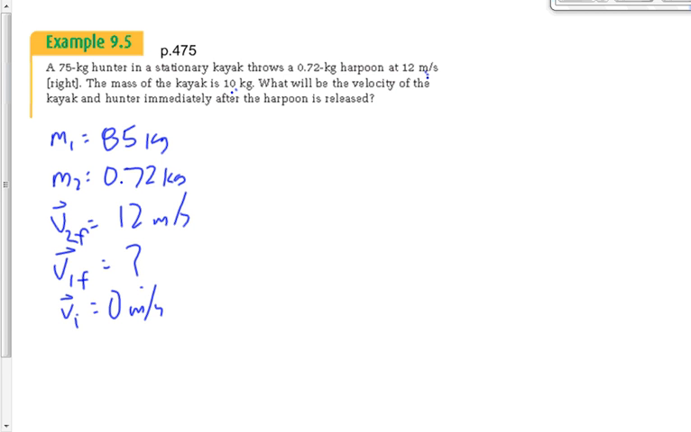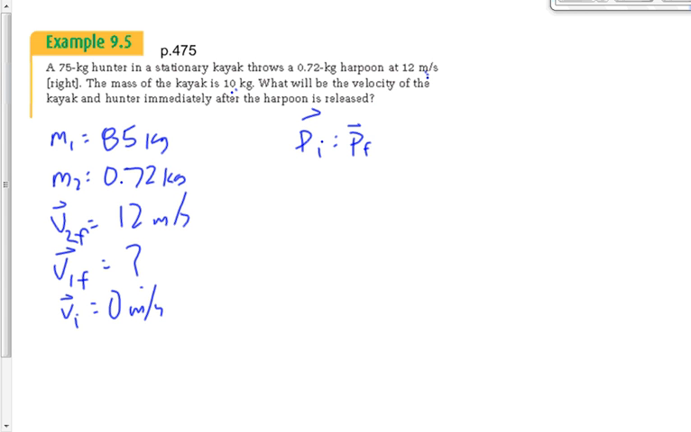All right. Now, there is an impulse in this question. In fact, there are 2 of them. There's an impulse given to the harpoon that's a positive value. There's an impulse given to the hunter and the kayak that's a negative value. If we add those together, they give me 0. The total initial momentum is going to be 0 here. So if one gains momentum, the other's going to lose momentum. One's got a positive impulse, one's got a negative impulse. We could do it that way, sure.